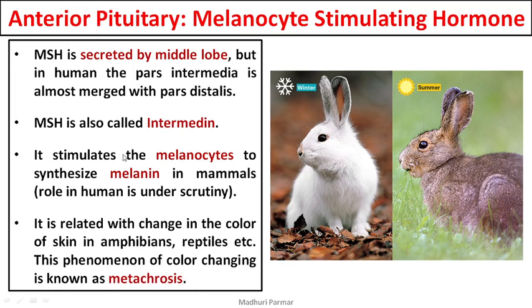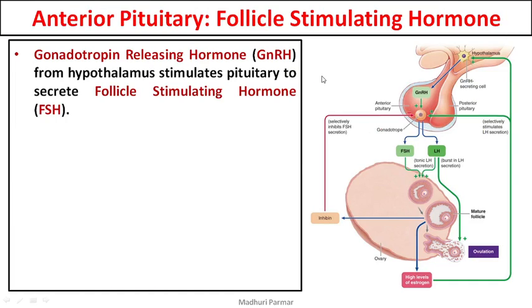It is also related with change in color of skin in amphibians, okay, in frogs, then reptiles. So in different chameleons and different types of reptiles, you see them changing color. That is because of melanocyte stimulating hormone. That actually occurs in real time, meaning as soon as they reach some other color, their body starts sensing that color and changing into that color, right? So this color changing phenomena in that case is immediate, and it is known as metachrosis. Okay, metachrosis.